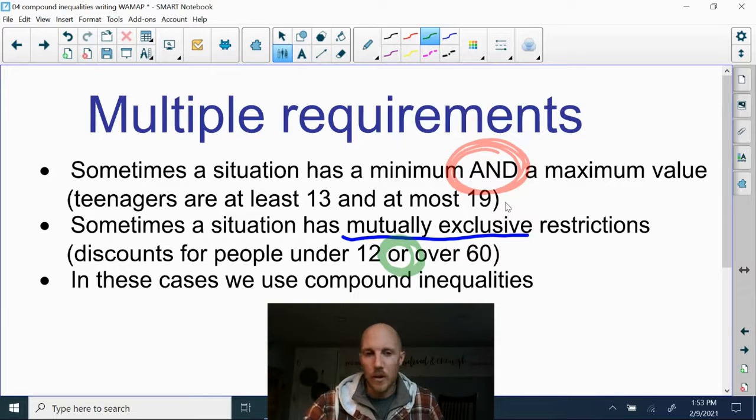So the discounts apply to either very young folks who are less than 12 or older folks who are over 60. Well, if you're in the under 12 category, that automatically disqualifies you from being part of the old folks category. That's not possible, right? So mutually exclusive means if you're in this group, you can't be in that group too. It's one or the other. So these are the types of situations that we use compound inequalities to describe, where there are multiple requirements.